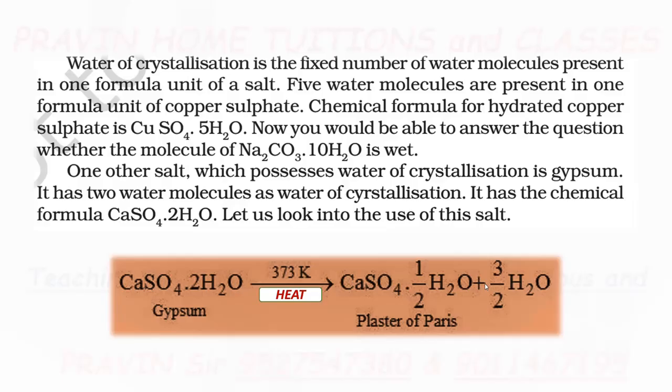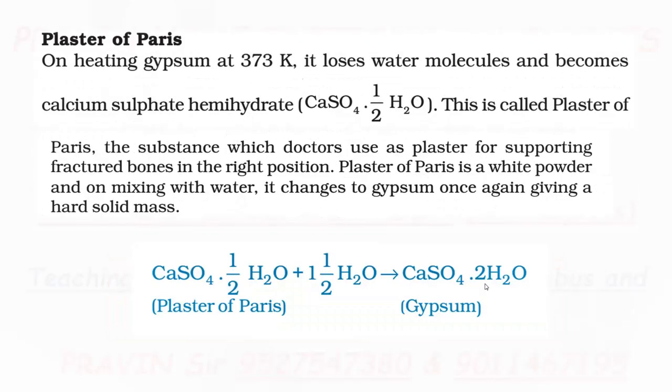One other salt which possesses water of crystallization is gypsum. It has 2 water molecules as water of crystallization, with chemical formula CaSO4 2H2O. On heating gypsum, the same reaction I have explained, it loses water molecules and becomes calcium sulfate hemihydrate, CaSO4 half H2O, and this is called plaster of Paris. It is the substance which doctors use as plaster for supporting fractured bones in the right position.